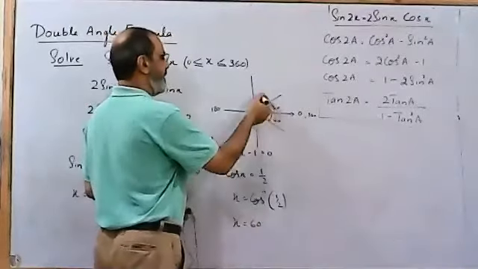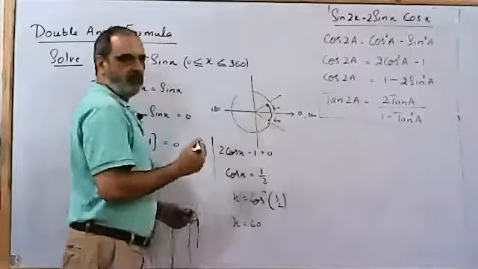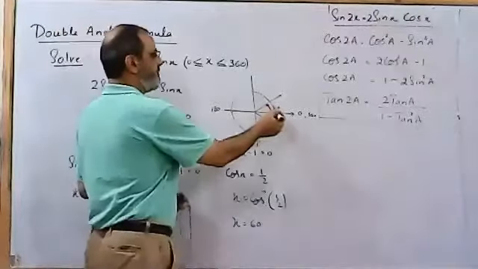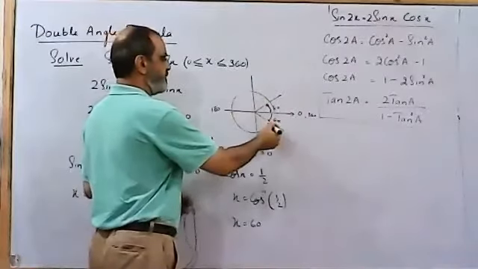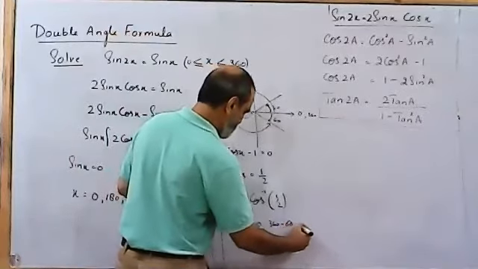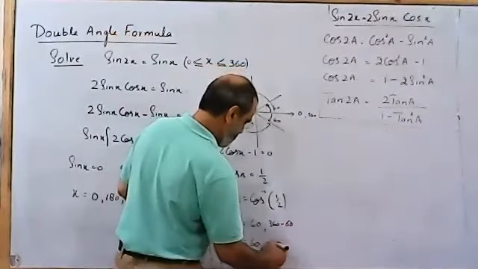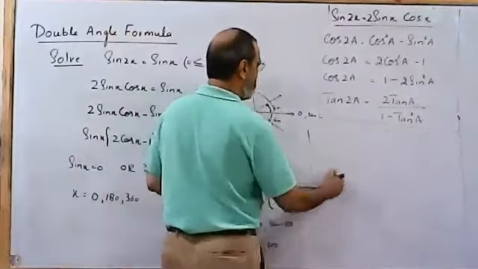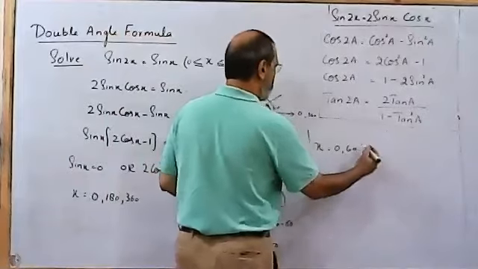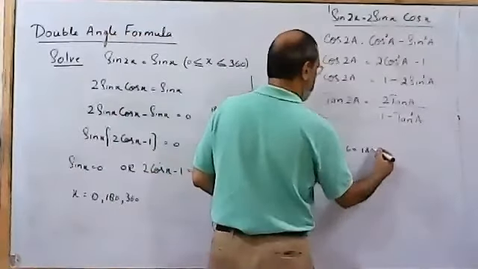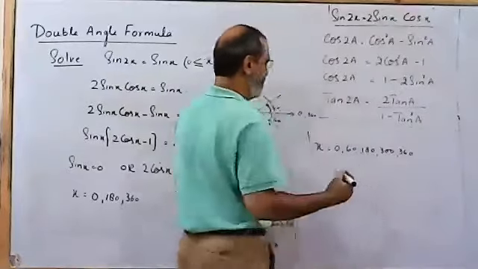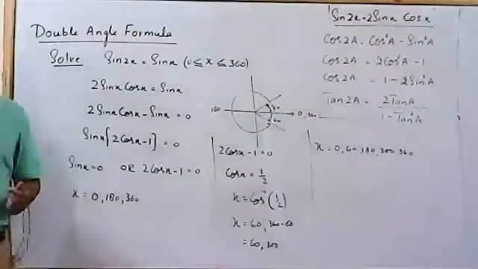And secondly, you have to calculate this angle from the positive x-axis in the anti-clockwise direction. That would be 360 minus 60, which is 300. So your final answer is x is equal to 0 degree, 60 degree, 180 degree, 300 and 360. These are all the solutions for x.